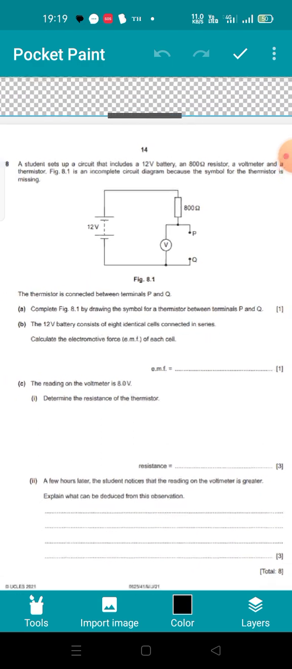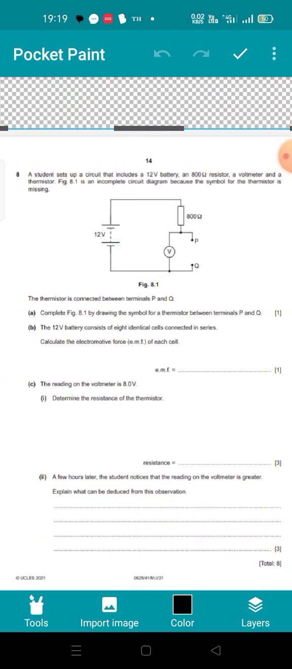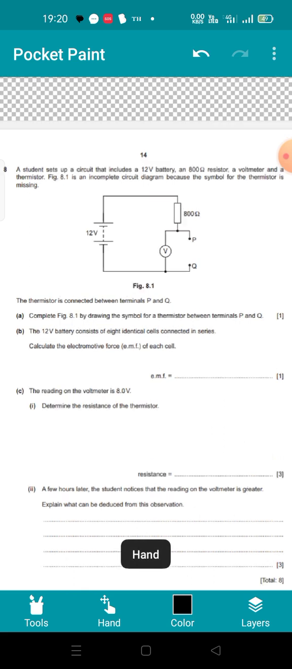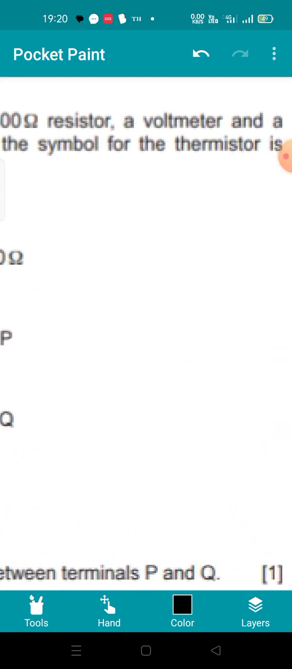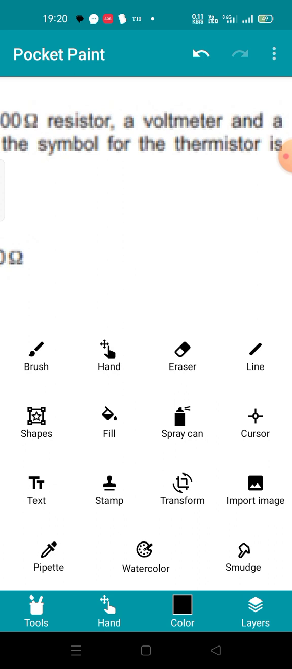There the student has an intention to place thermistor. Probably he doesn't know the circuit symbol of thermistor, and that's why he's unable to complete the circuit diagram. Now let's see what is question A. Complete figure 8.1 by drawing the symbol for a thermistor between terminals P and Q. So let's see first how to draw the circuit symbol of thermistor, and then we shall draw it in the circuit diagram.